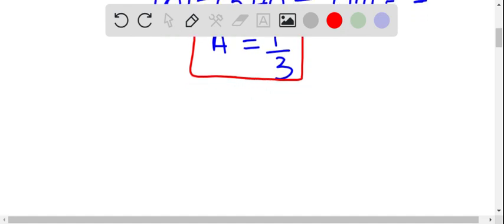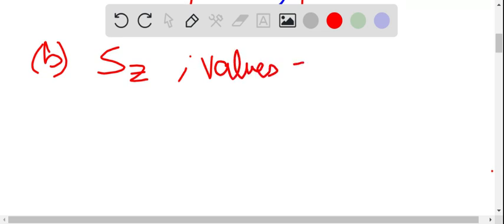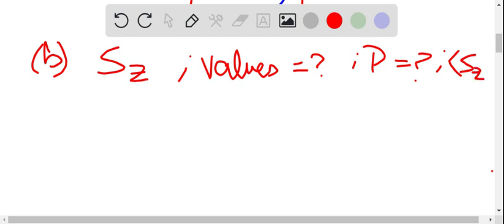Now the next part is that if we measure S sub z on this electron, it asks us what values we would get and what would be the probability of each value. Along with that, it asks what would be the expectation value of S sub z. So let's start with it.